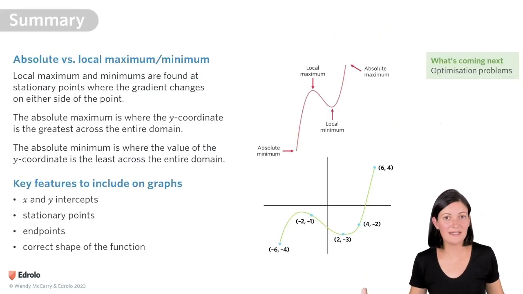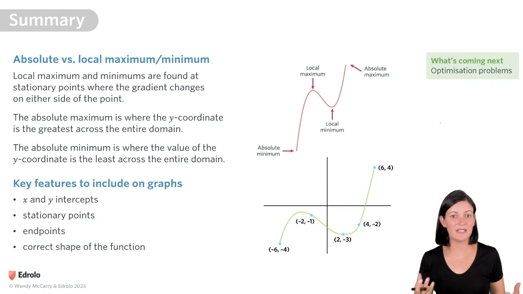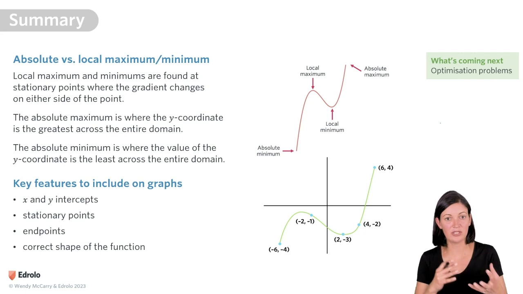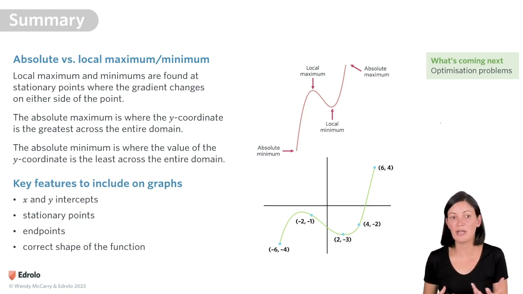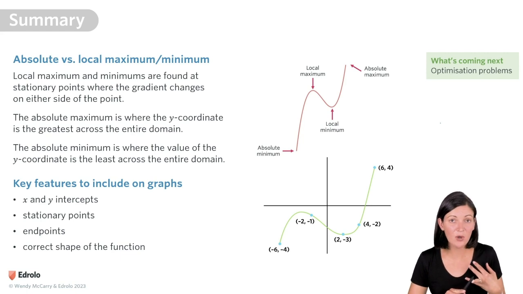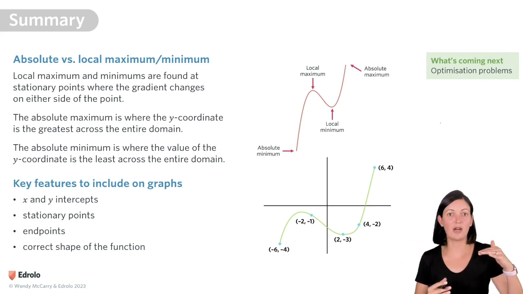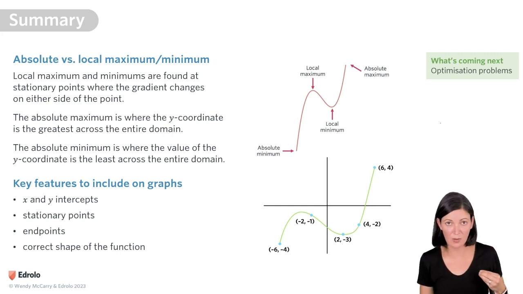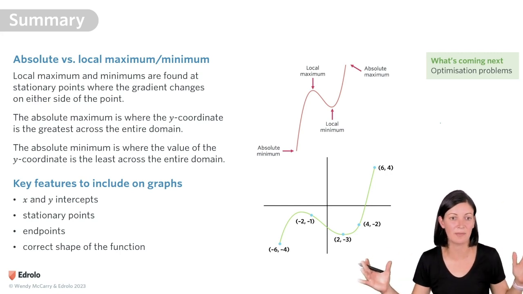Okay, so to summarize this lesson, we first looked at the difference between the absolute maximum and minimum of a function as opposed to just a local maximum or a local minimum. And we had some steps to work out the absolute maximum and minimum. We needed to find any stationary points, work out the nature of those stationary points, find the value of any endpoints, and then see where our greatest y coordinate and our smallest y coordinate are across the domain of the function.